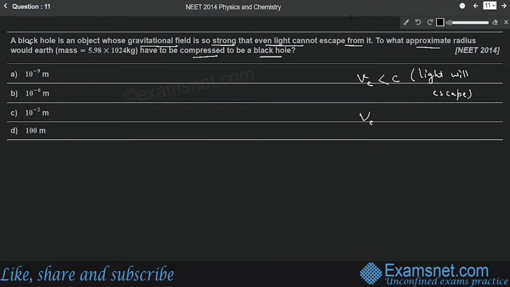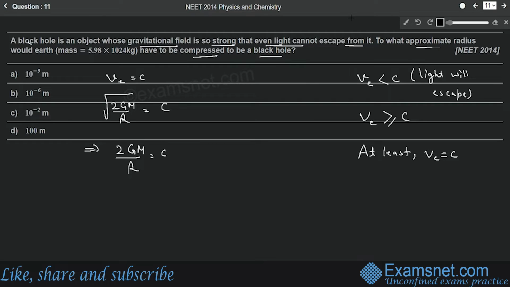But it is given that even light is unable to escape. For that, the escape velocity must be equal to or greater than the speed of light. Then only light will be unable to escape. So at least the escape velocity should be equal to the speed of light. We know that the escape velocity is given by the formula square root of 2GM upon r, so that will be equal to the speed of light c. Squaring both sides, we get 2GM upon r equals c squared. We have to find this radius of the earth. So the radius will be equal to 2GM upon c squared.